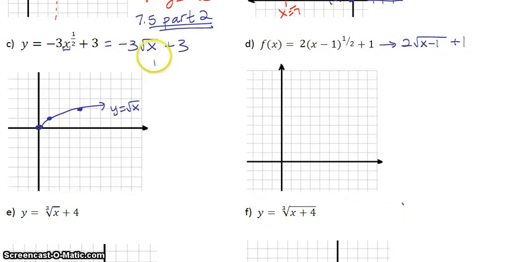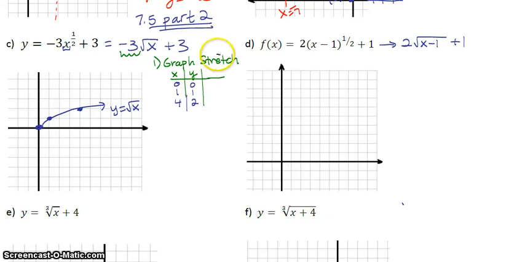So here's what I'm going to do. I'm going to actually first graph the stretch before I move my graph. And the stretch or compression comes from that a value, the a value that's in front of the square root. So right now, it's a -3. So here's what I got to imagine. Normally my graph was 0, 0, 1, 1, 4, 2. That's just 3 of the points on my parent function. What happens here is that now I'm putting a -3 in front of the answer, so each one of these basically is multiplied by -3. So now that's still 0, that's now -3, that's now -6.